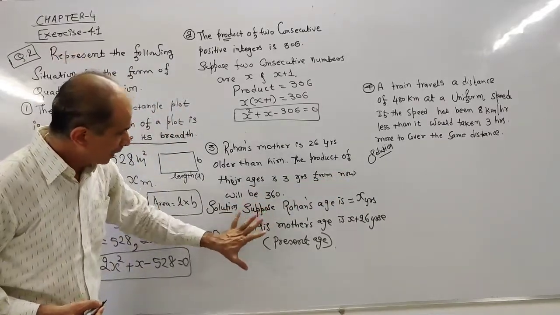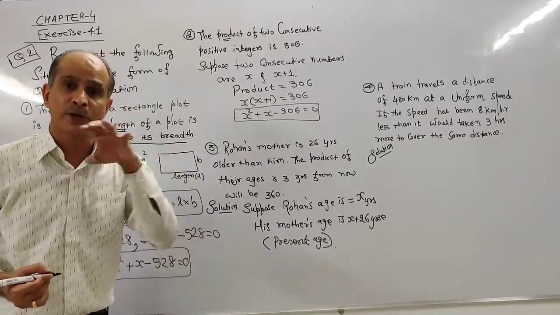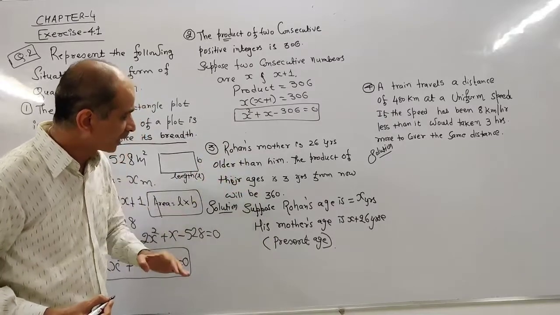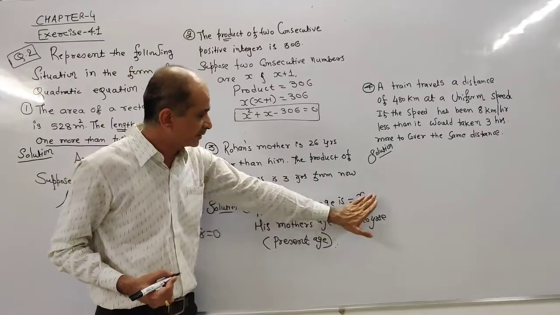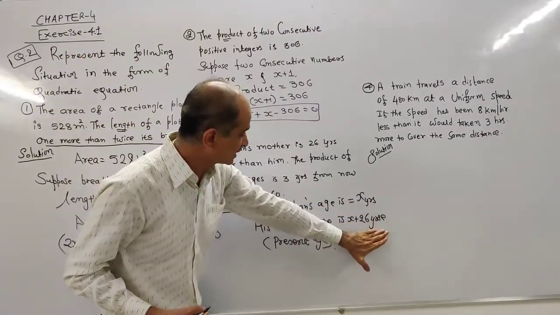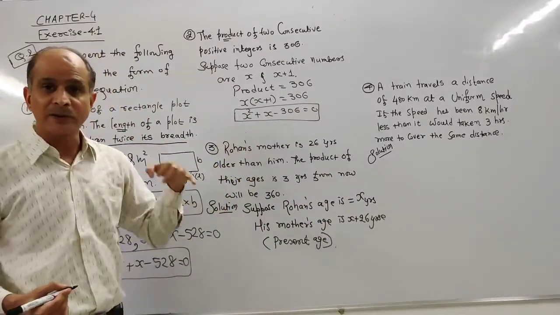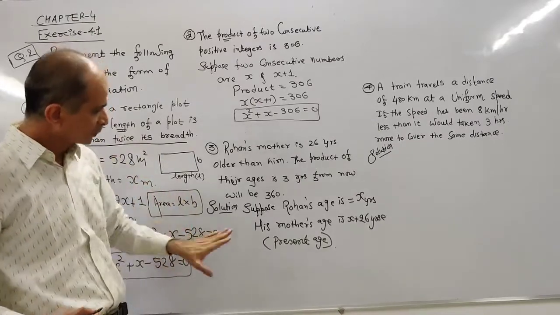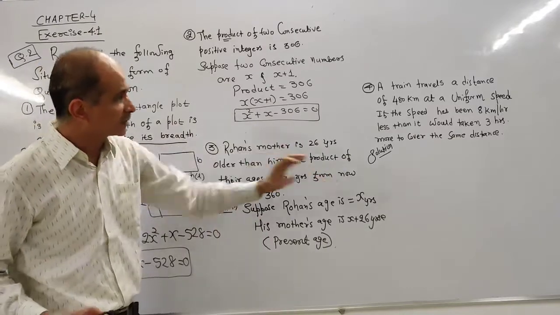So here you have to find out the age after 3 years, and that's why first of all you have to assume the present age of Rohan as well as his mother. So we have assumed that Rohan's present age is x years, and that's why his mother's age is x plus 26 years, because in the first line it is given that Rohan's mother is 26 years older than him. So Rohan's age is x, so his mother's age is x plus 26.